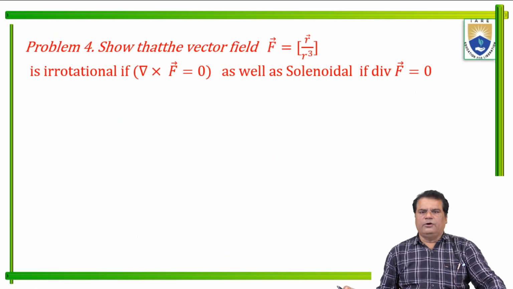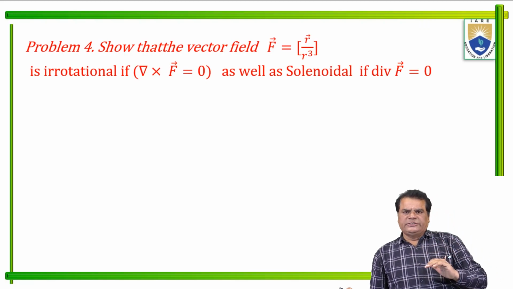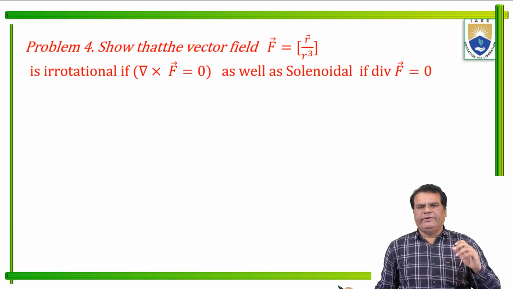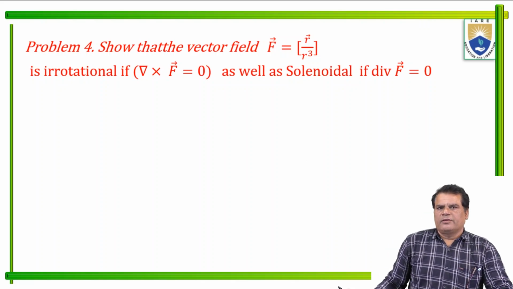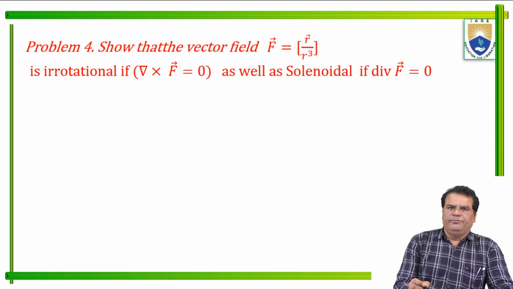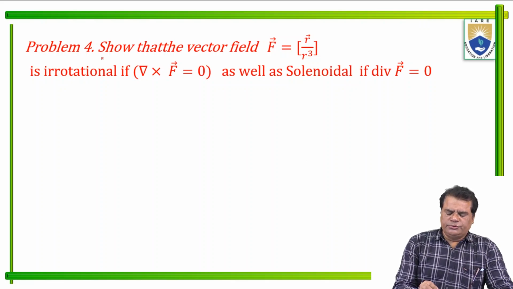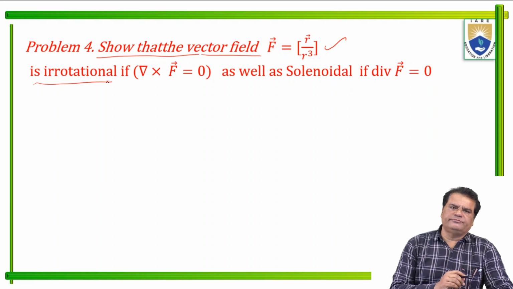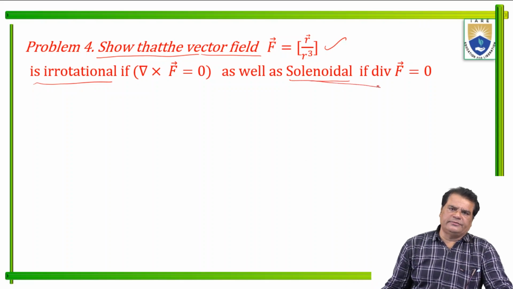Okay. Now we want to do the last problem on this topic. This is also very important and a very short problem. So in this problem we want to discuss, show that the vector field of this vector given to us is irrotational as well as the same vector is a solenoidal vector.